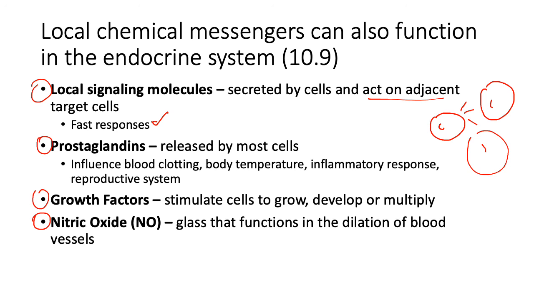Prostaglandins are released by most of our cells. Your book describes there being 16 different prostaglandins. So they have a variety of functions. They can influence your blood clotting, regulate your body temperature, help in your inflammatory response, and they can even aid in your reproductive system. Your book, ladies, goes on to explain that some prostaglandins are what causes cramping during your menstrual cycle. And it's been shown that a lot of these prostaglandins can be regulated by anti-inflammatory drugs, like ibuprofen.